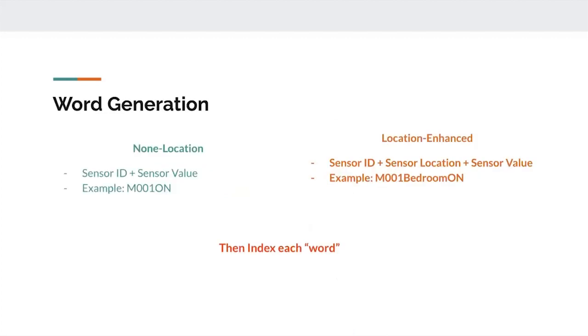First is word generation. For the non-location approach, we use the same approach as current study, combining sensor ID and sensor value as a word. For the location-enhanced approach, we further incorporate the location indicator of each sensor event into the word. For example, one word can be M001 bedroom on. After generating words, we index each word so that encoding them into numbers for the machine to process.